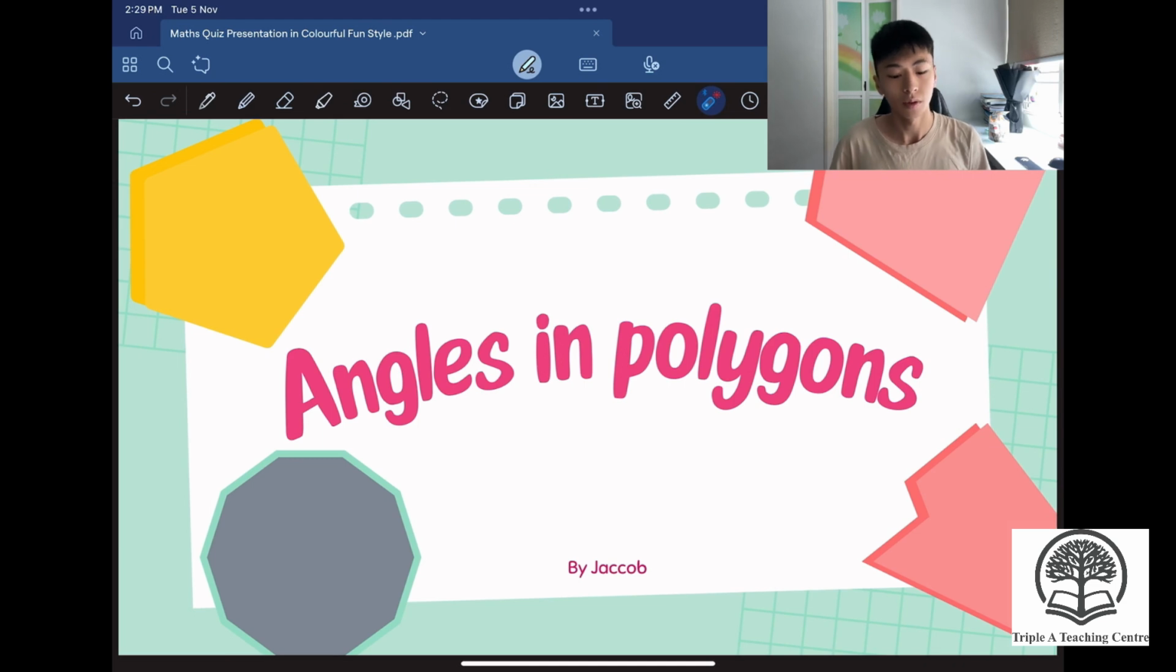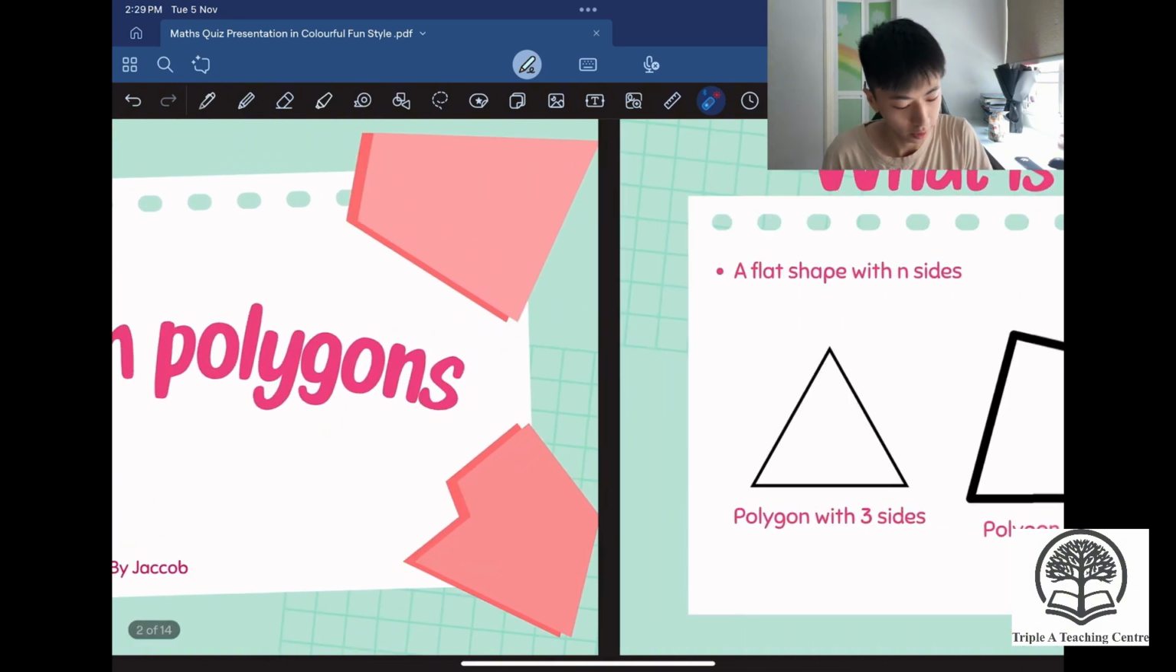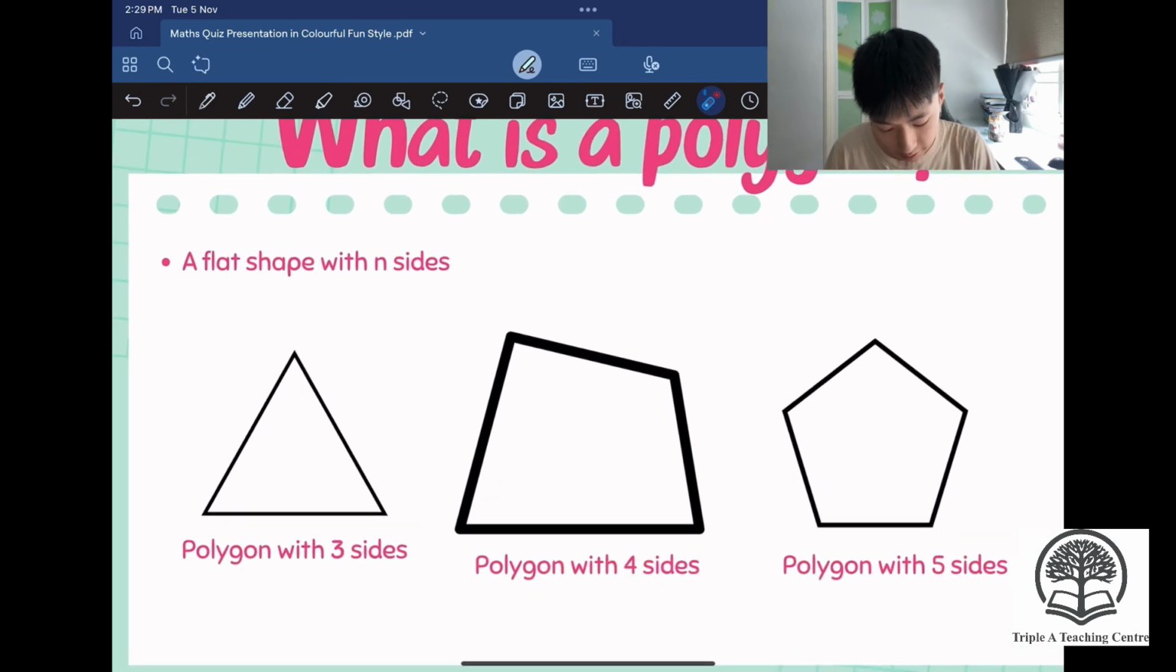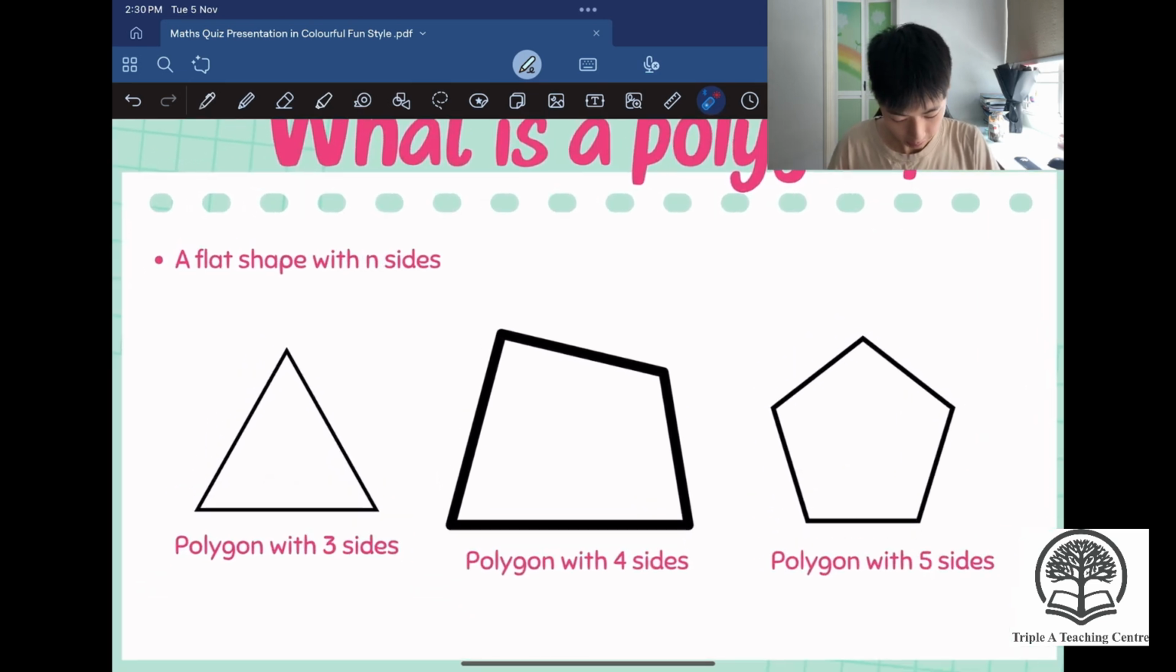So today, what we'll be learning is angles in polygons. So what exactly is a polygon? Well, if I were to explain it in mathematical terms, it is a flat shape with n sides, n meaning the number of sides. It can have as many sides as possible. It can be 5 sides, it can be 10 sides, it can be a lot of sides.